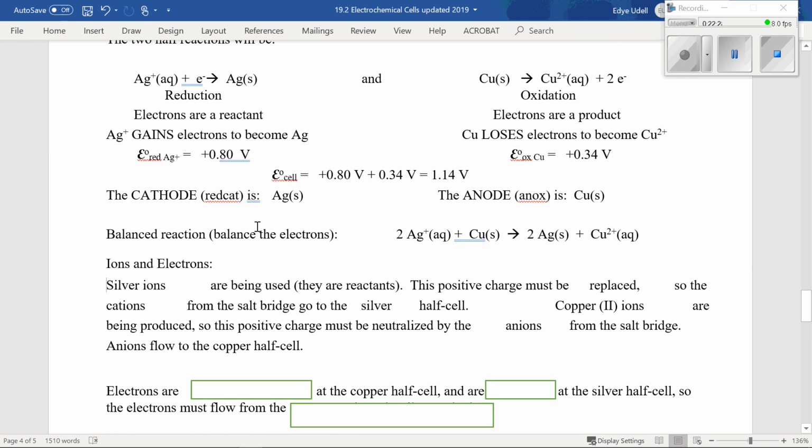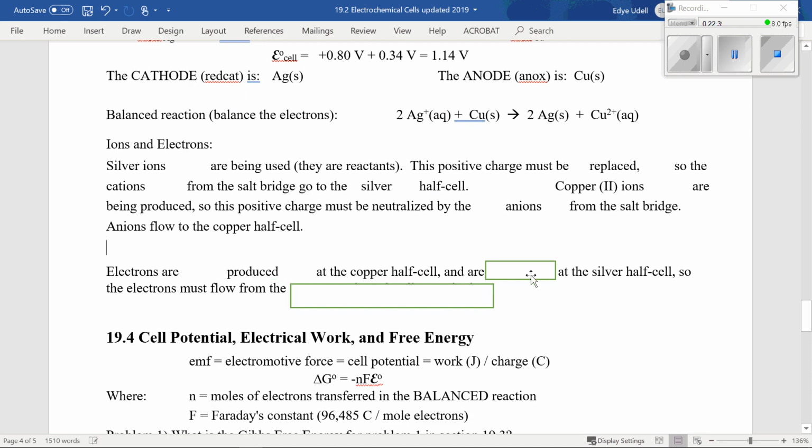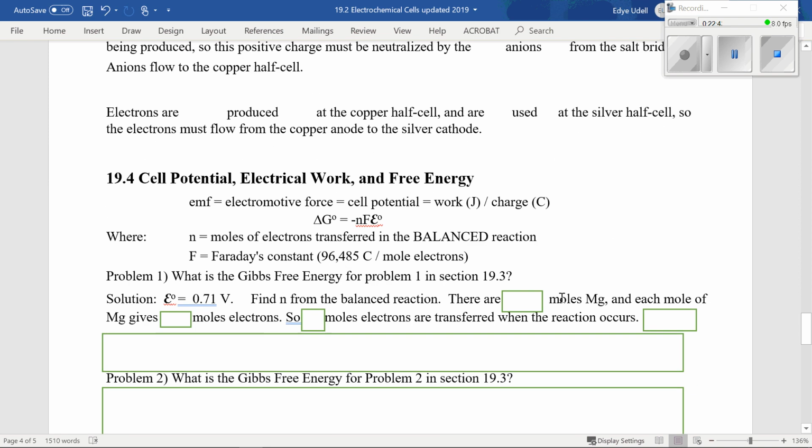Okay, so electrons, we have to think about the half reactions. Electrons are being used on the silver side. They're being made on the copper side. So the electrons have to flow from the copper side over to the silver side. And here is your information. All right.